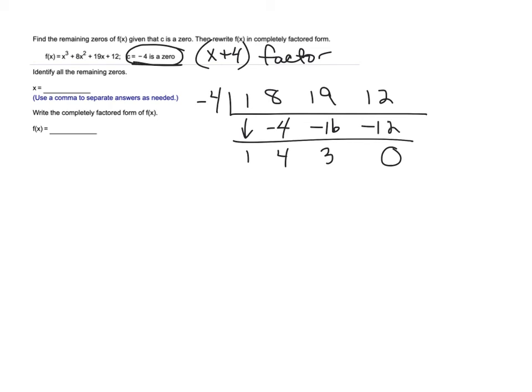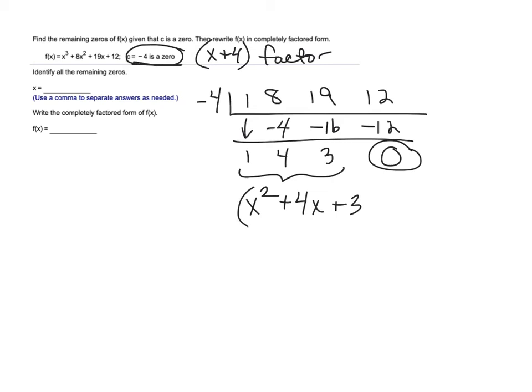We add, we get 0, which is what we wanted. That leaves us our quotient. It went in evenly, so that would be 1x squared plus 4x plus 3. So we basically just factored it. To find the remaining zeros, we just need to have this factored.